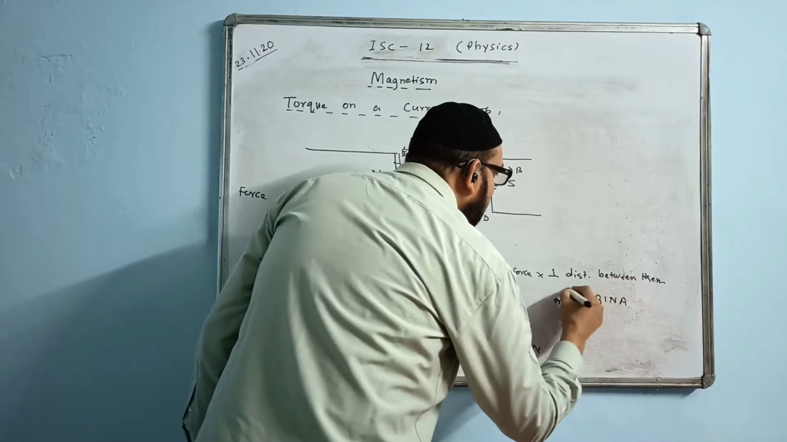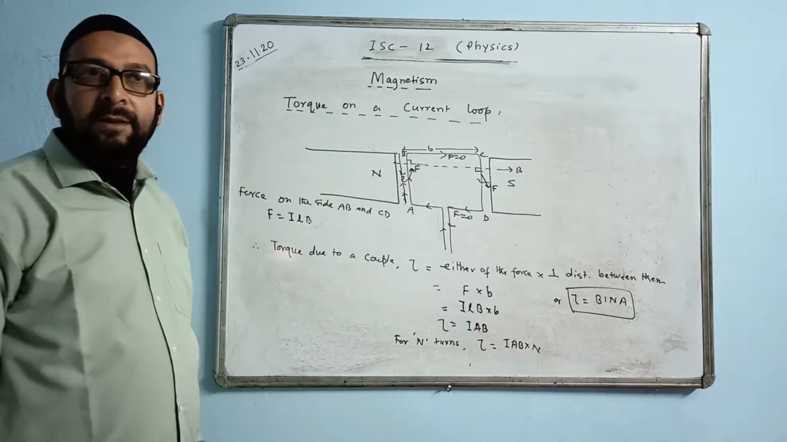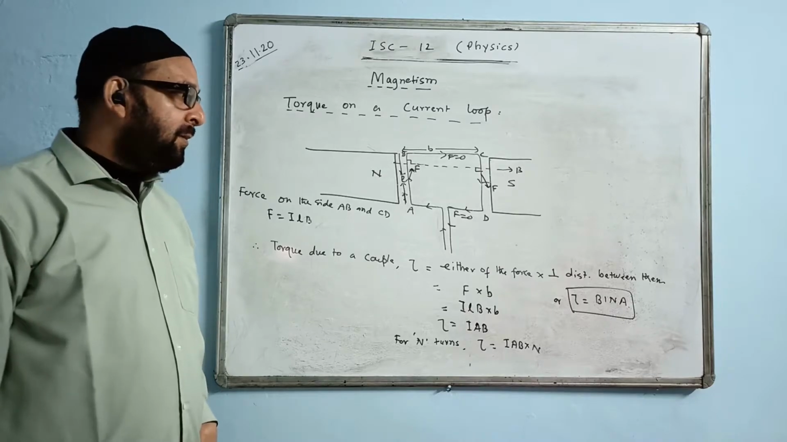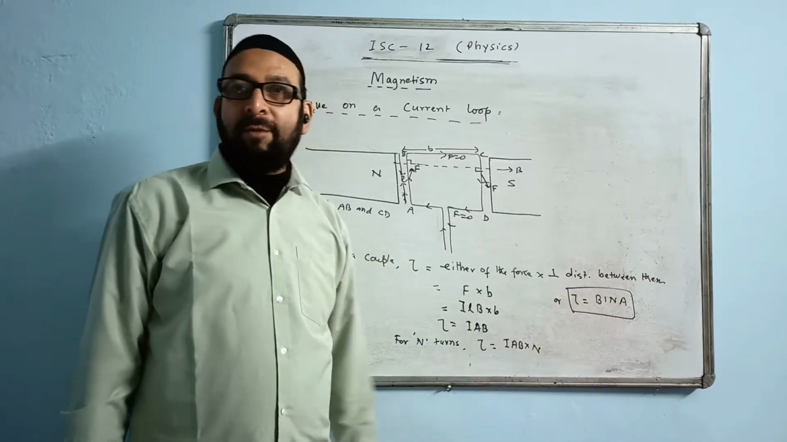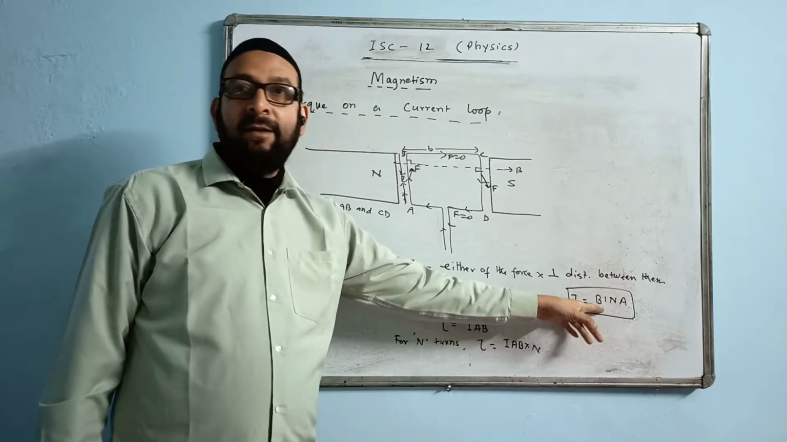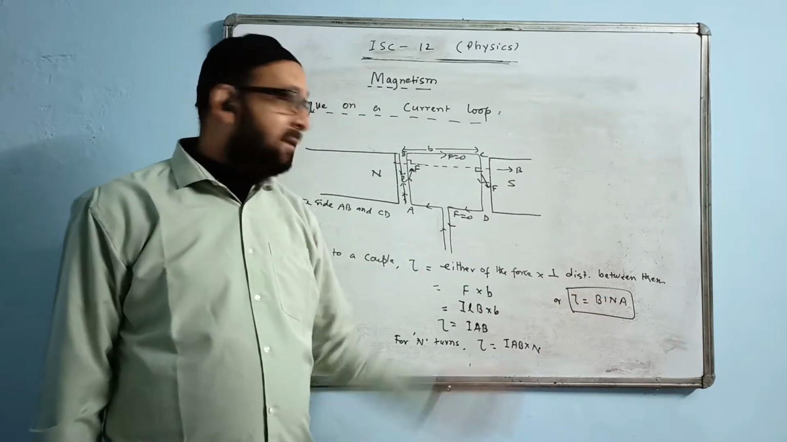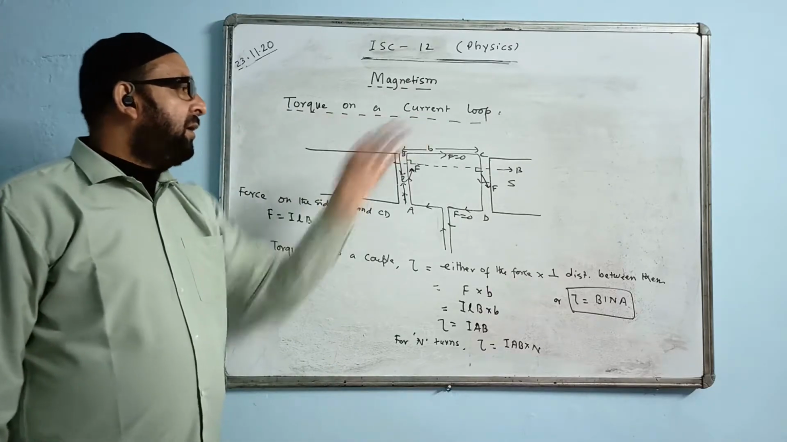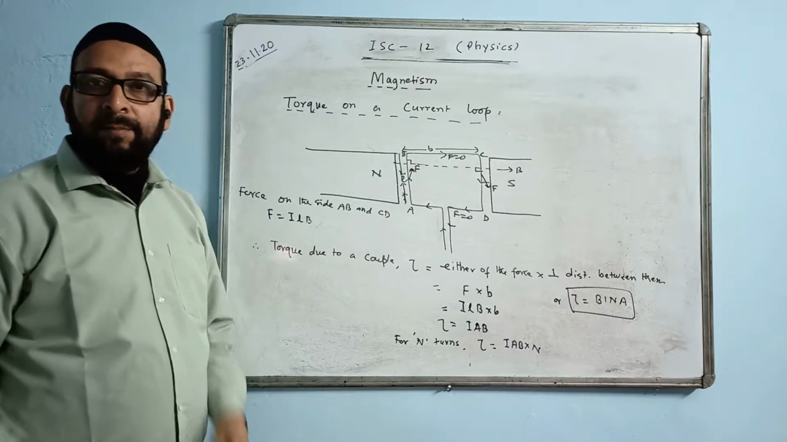Let us make a word out of it. BINA. Torque is equal to BINA. It is easy to remember. Torque is equal to BINA. Or you can call it Tumhara Bina, Tumhara BINA. B means magnetic field. What is I? I is current. N is the number of turns, and A is the area of the coil. So this is the formula of the torque. This is the formula of the torque acting on the current loop. Tau equal to BINA.